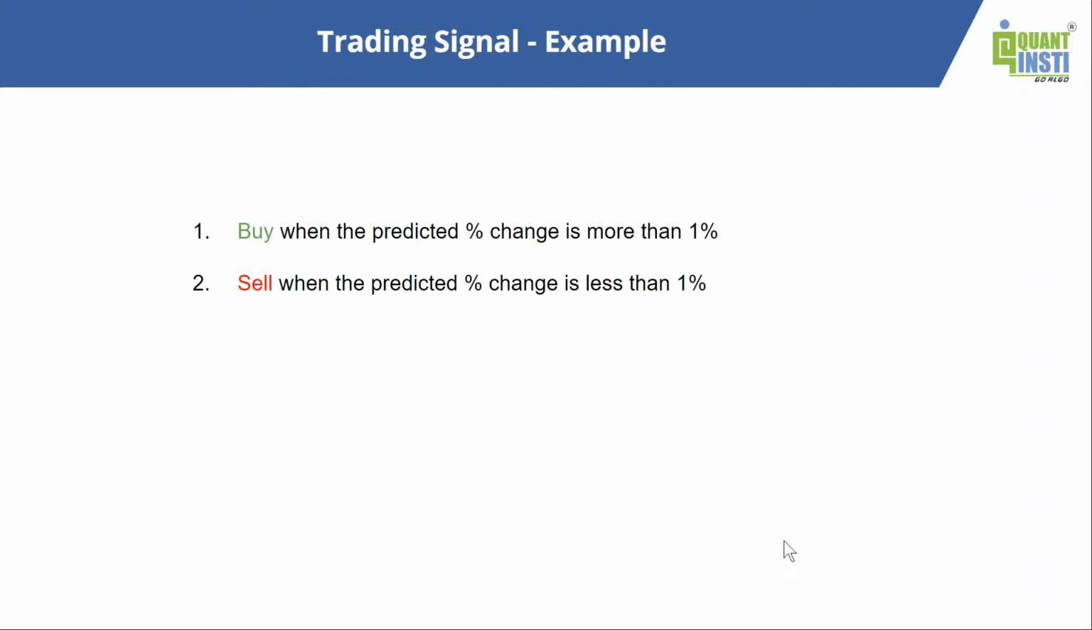It could be as simple as this. In this example, you can predict the percentage change for tomorrow, and you can define a trading rule. You can define that if tomorrow's percentage change is more than 1%, you would buy tomorrow, or else if it is less than 1%, you would sell.